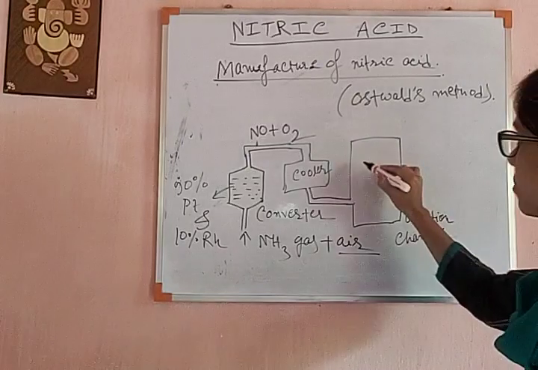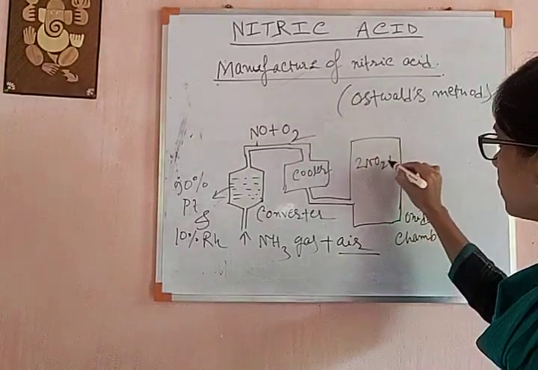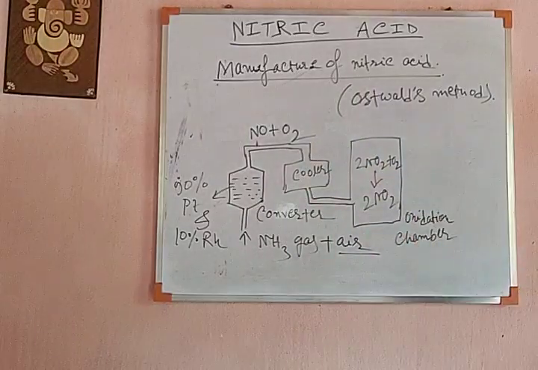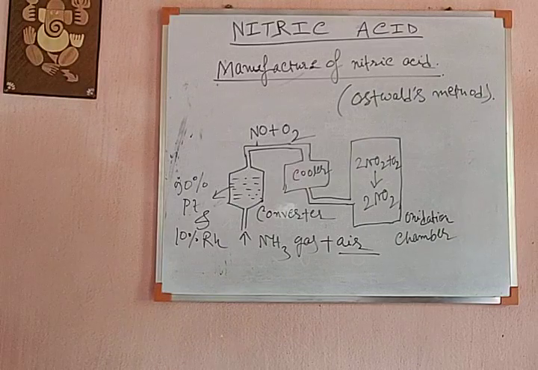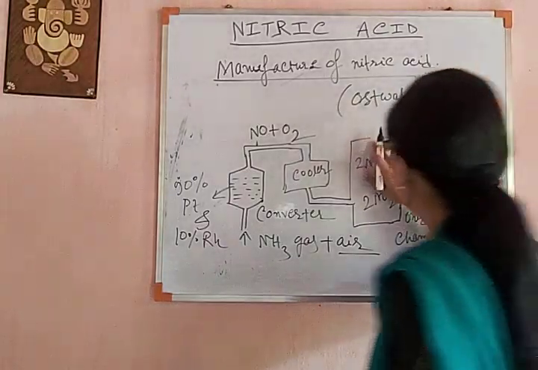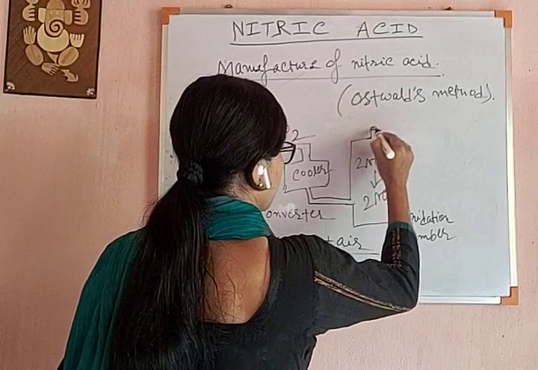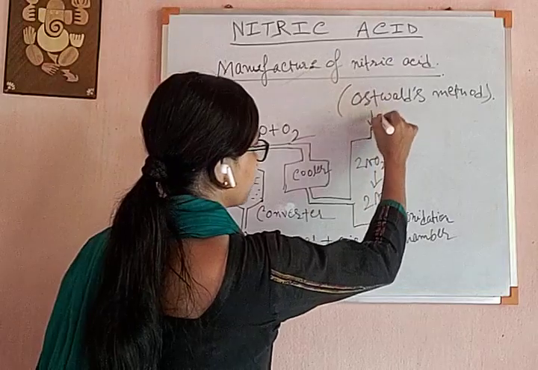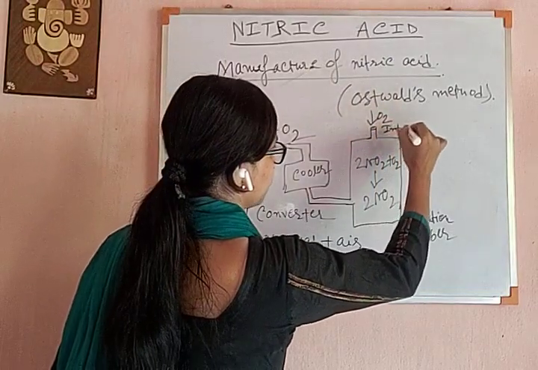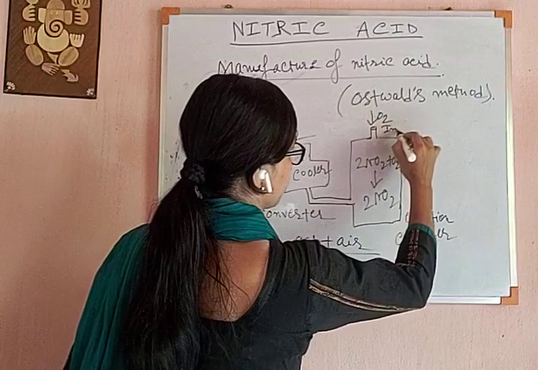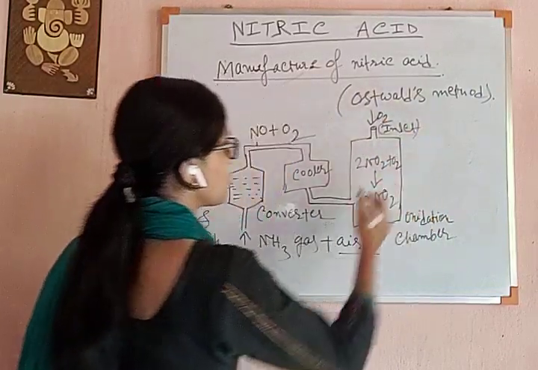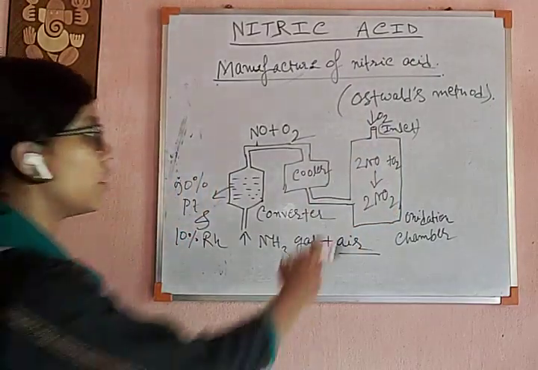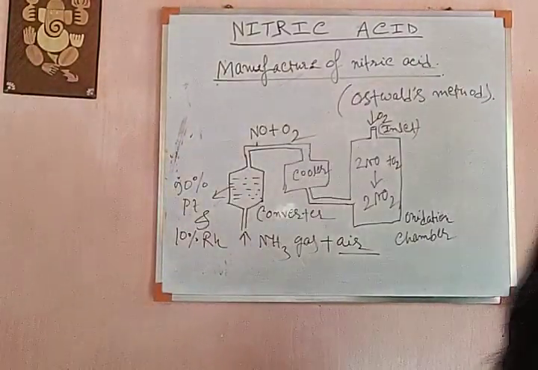In this oxidation chamber, this mixture is oxidized to nitrogen dioxide. The chamber has an inlet, and through this inlet oxygen is passing, and this mixture is oxidized, nitric oxide to nitrogen dioxide.